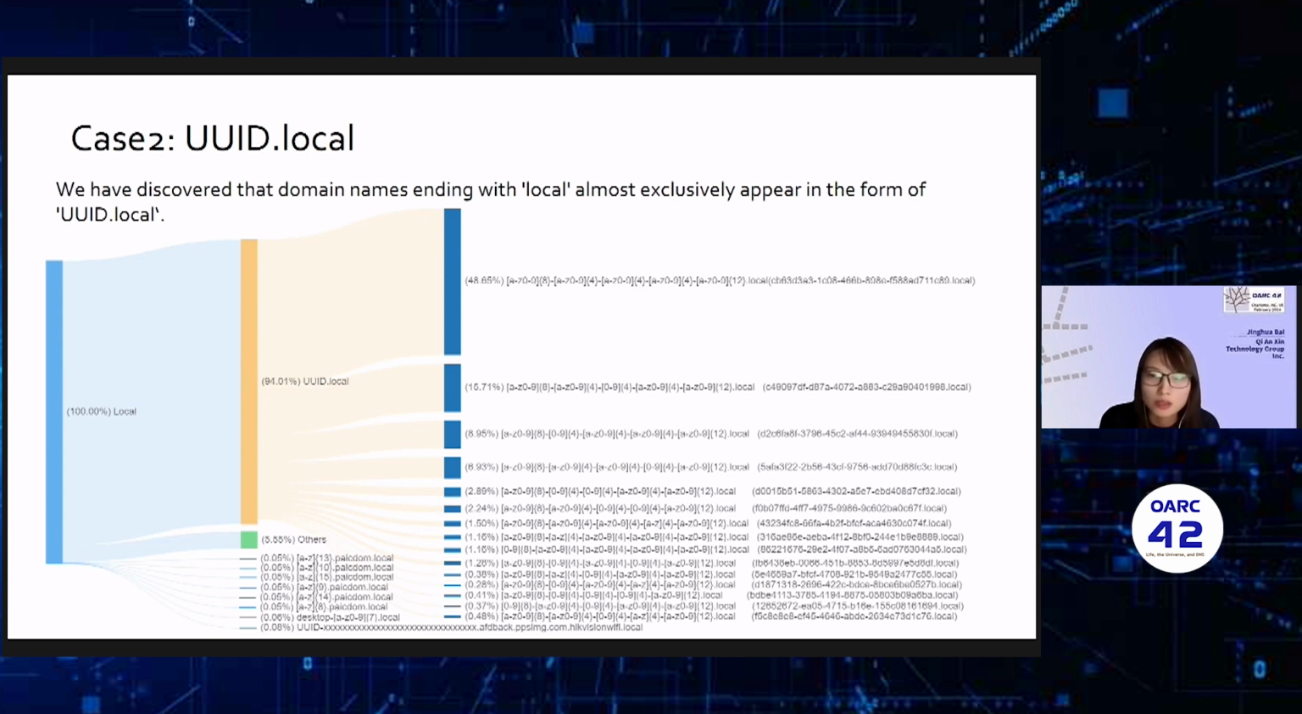We can see that uid.local accounts for 94% of all local domains. This means that most local domains follow the uid.local format. Further analysis reveals that uid.local is generated as a solution to the WebRTC privacy concerns, suggesting its widespread presence in public DNS might stem from mishandling an open source component.